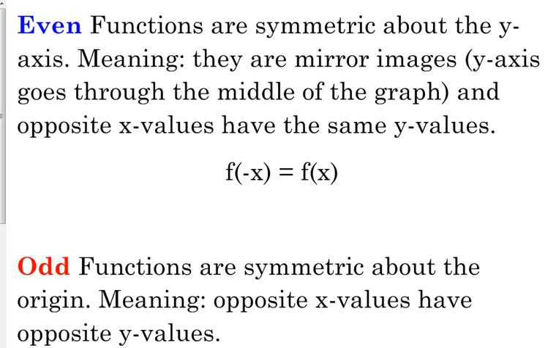Algebraically, what it means is that opposite x values have the same y values. So, for example, let's talk about the function y equals x squared. When x equals negative 3 and positive 3, both of those, their y value is 9. X squared is what we consider an even function, and so that's how it's reflected.